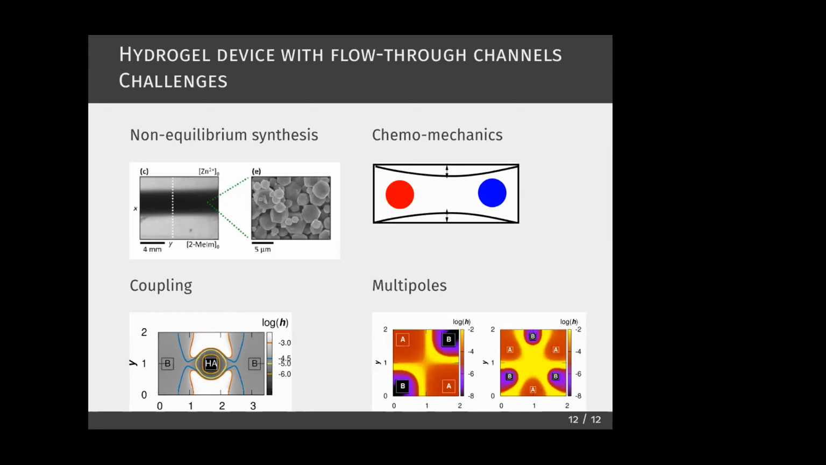So we can create multipolar diffusion fields, like quadrupolar or hexapolar fields, and then we can study reaction diffusion patterns in these multipolar diffusion fields. So with this, I have almost used my time, so I'm ready and open for any questions. Thank you for your attention.